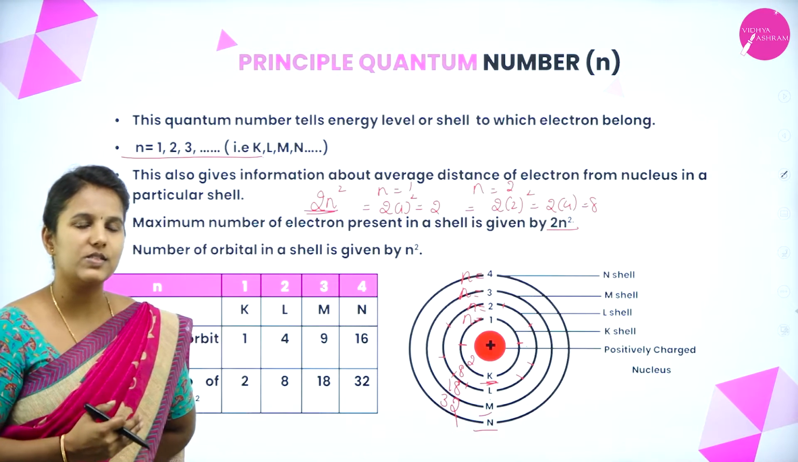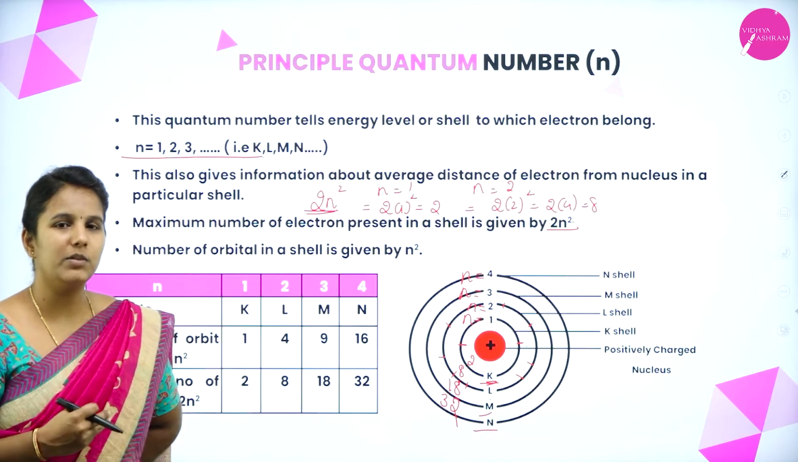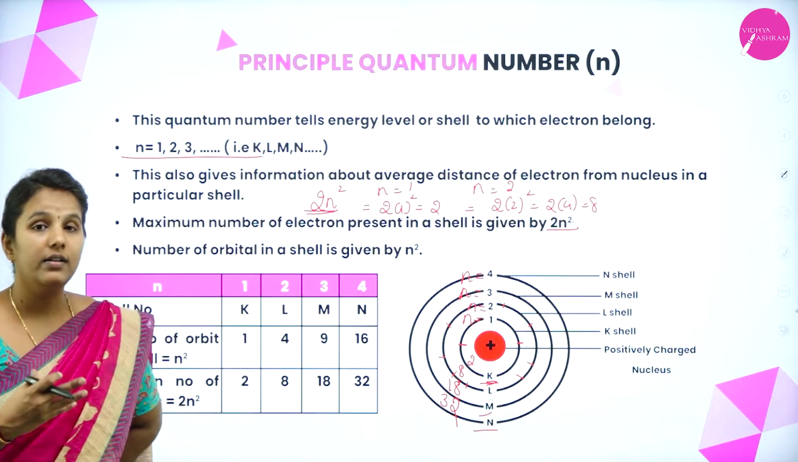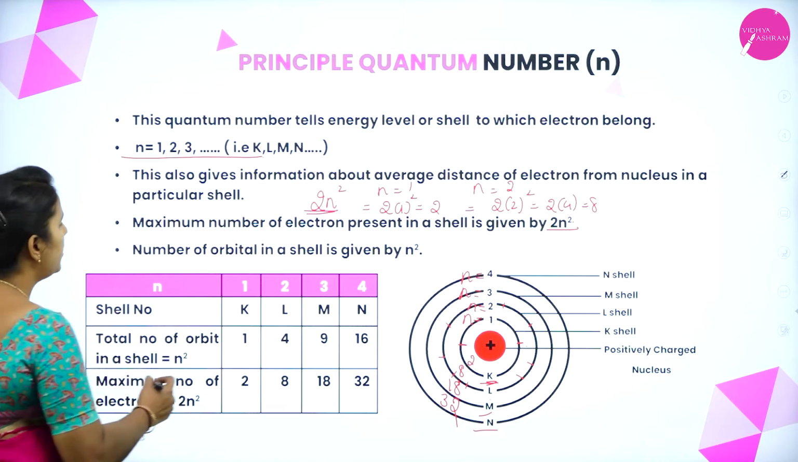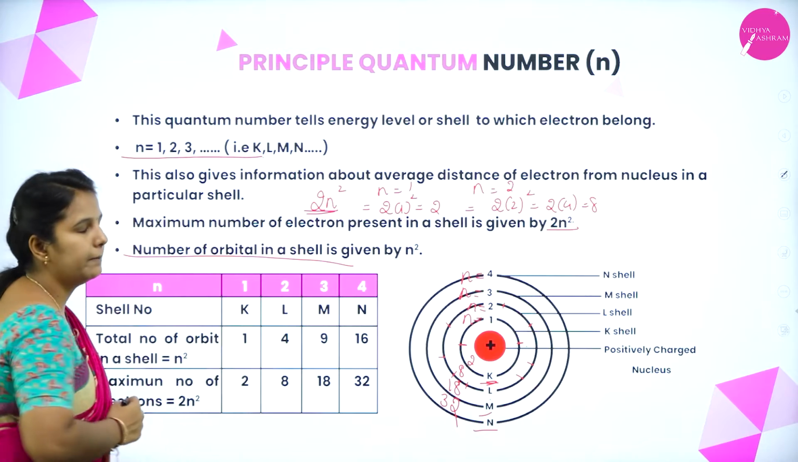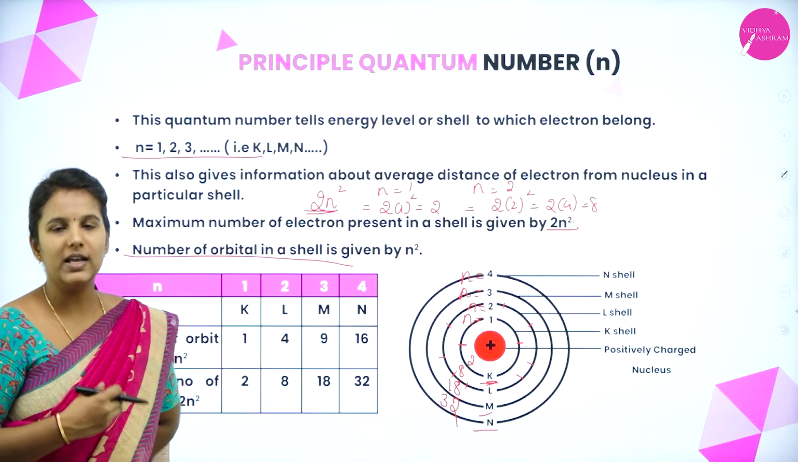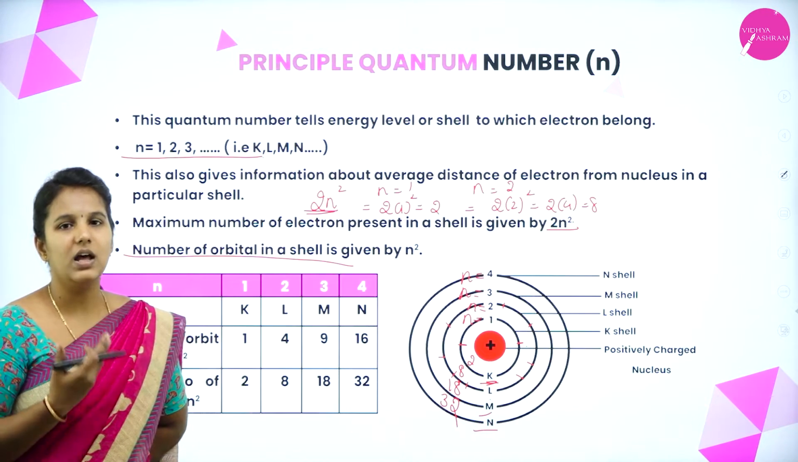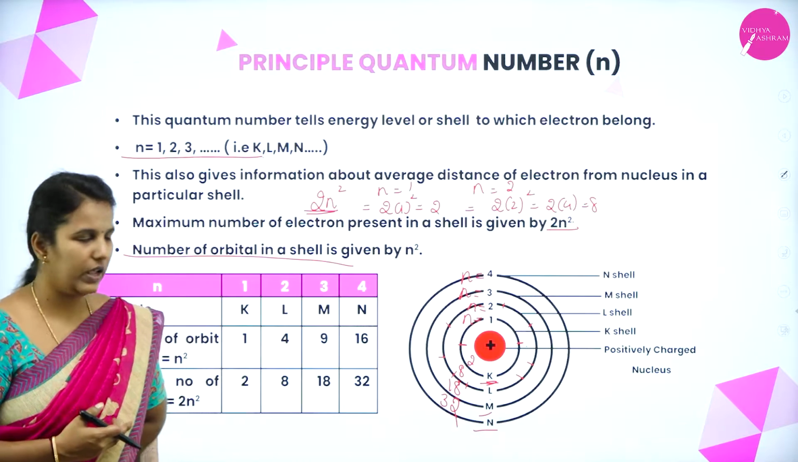And one thing I would like to say is that by using this principal quantum number, we can also determine the number of orbitals. The number of orbitals can be obtained by a formula, n square, where n is the principal quantum number. Okay.